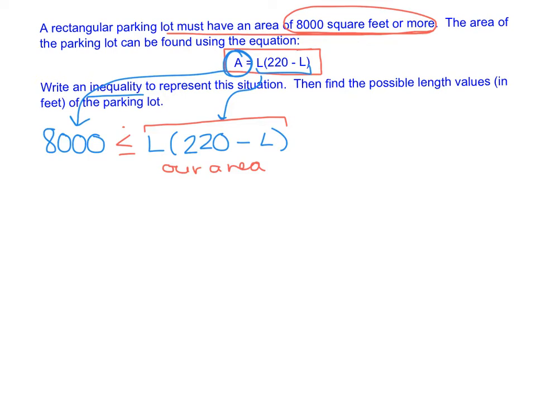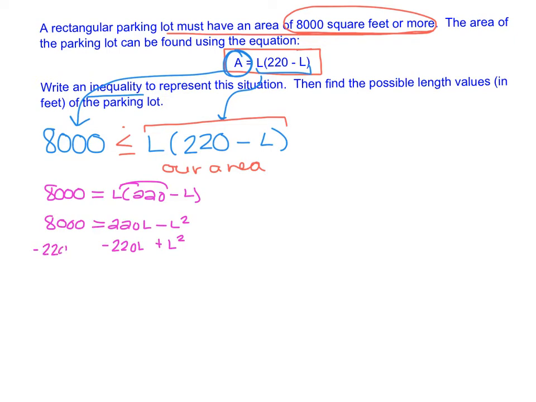And remember that we start solving a quadratic inequality by treating it like an equation to find those key values where we're going to be able to write inequalities for our situation. So here we have 8,000 is equal to L times 220 minus L. And in order to treat this like a quadratic, I need to start by getting rid of those parentheses. So I distribute and I have 8,000 equals 220L minus L squared. And while I could subtract the 8,000 over here, I like to keep my squareds positive when I can. So I'm going to start by adding L squared and subtracting 220L from each side.